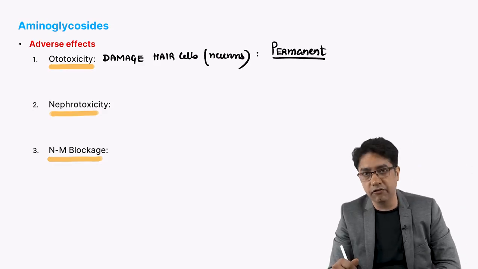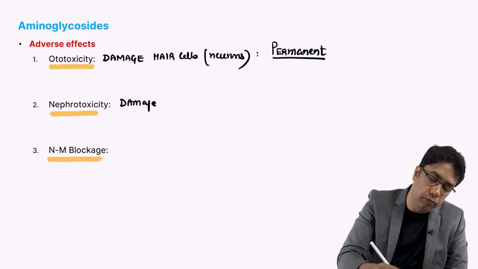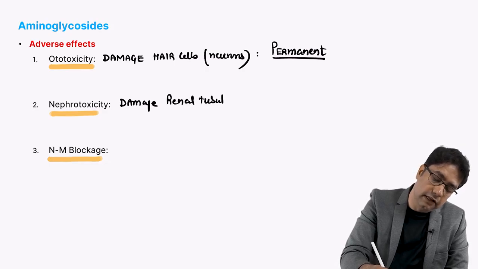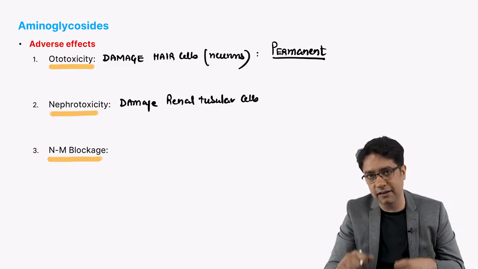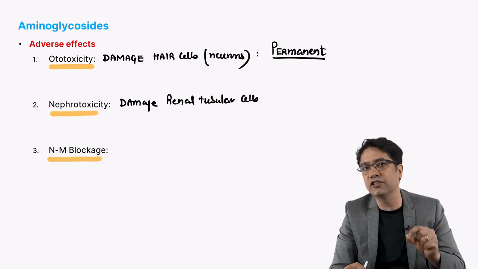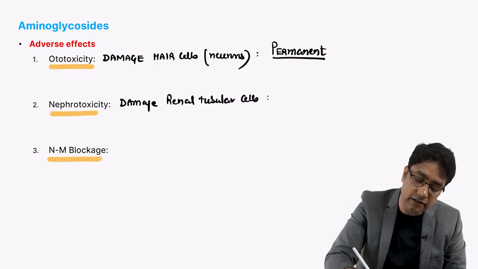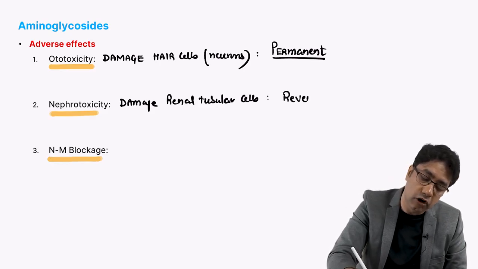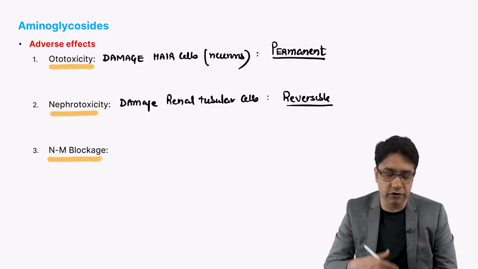What about nephrotoxicity? They damage renal tubular cells. Now, renal tubular cells, remember, they can regenerate. So do you think nephrotoxicity is irreversible or permanent? No, sir. It is reversible. So what is more dangerous? More dangerous is ototoxicity.